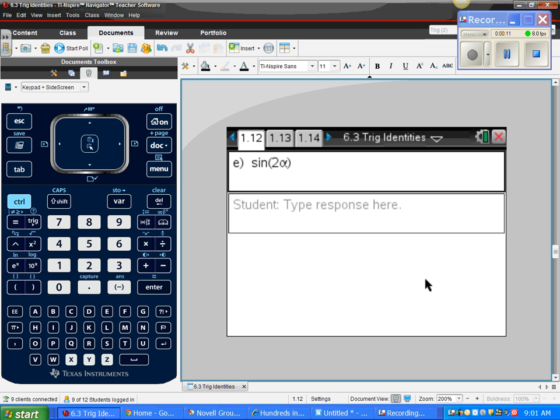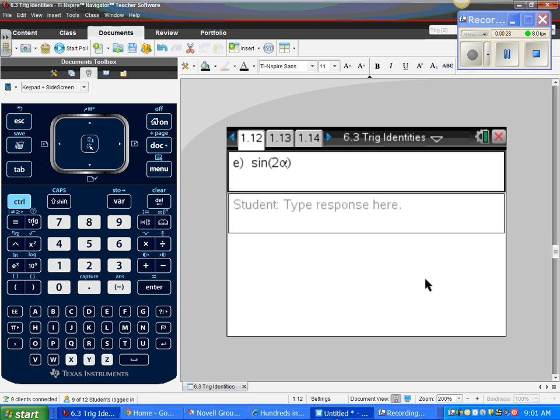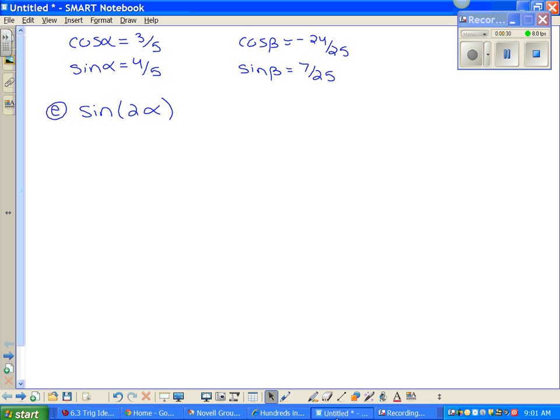We're finishing lesson 6.3, trig identities. We left off on page 1.12. Are we here? Okay, so yesterday we found a whole bunch of information for sine, cosine, alpha, and beta. So we're going to continue to use that information to determine what the sine of 2 alpha is. Okay, so we have all of our information written down from before. We want to find sine of 2 alpha.